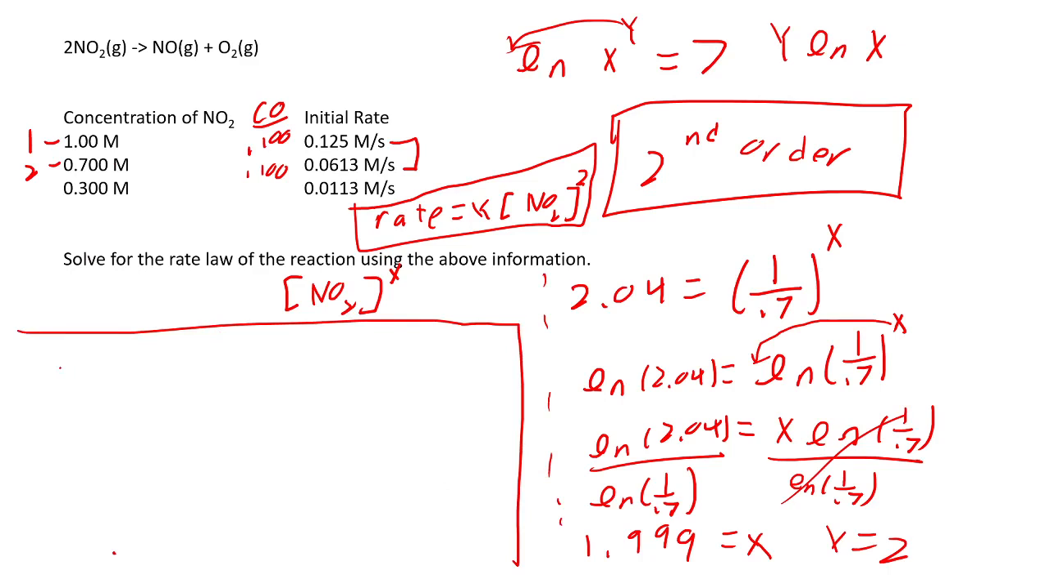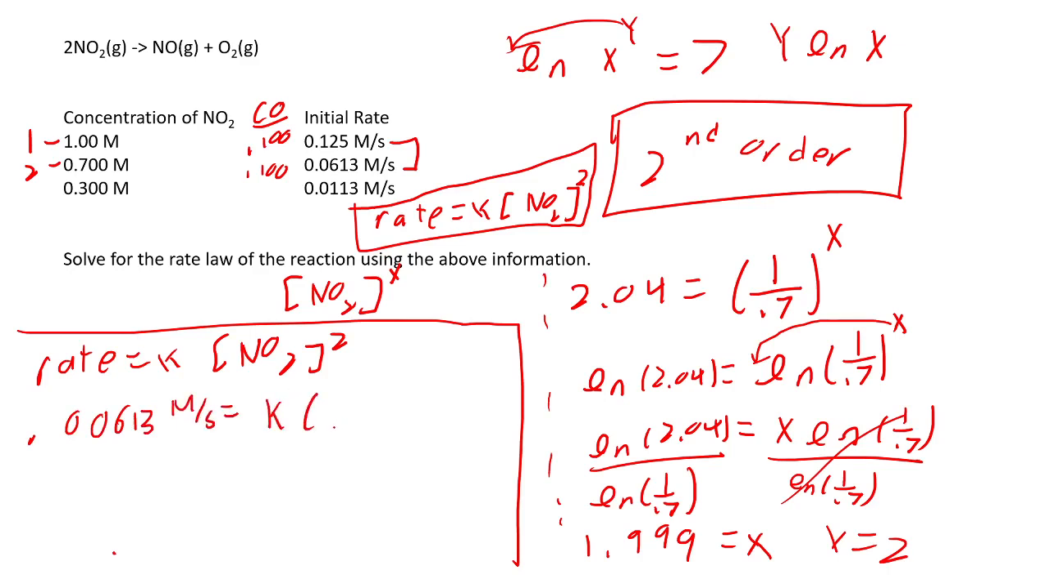So what I was saying, in case we didn't notice, was that rate equals k times NO2 squared. And I'm going to purposely choose one of the other ones where it isn't just 1, because that can help. I'm going to choose experiment 2. You're fine to choose experiment 1 if you wish. So experiment 2 says 0.00613 molar per second is equal to k times 0.700 molar squared. So we take 0.7 and square it, and I've got 0.00613 molar per second equals k times 0.49 molar squared.